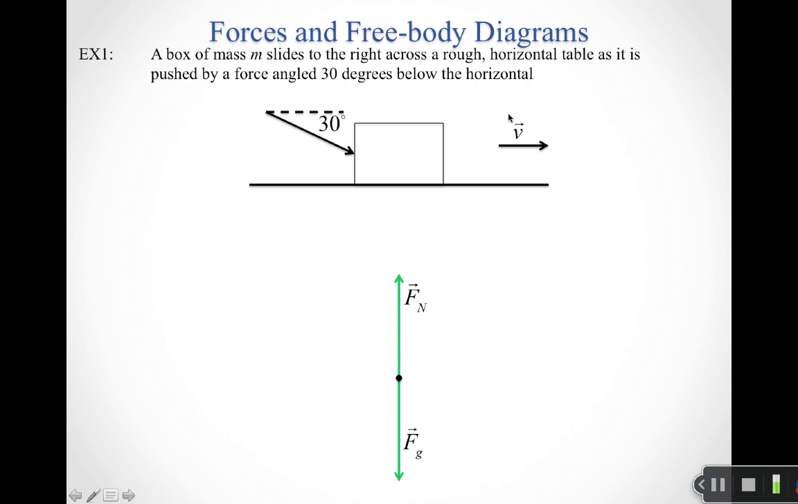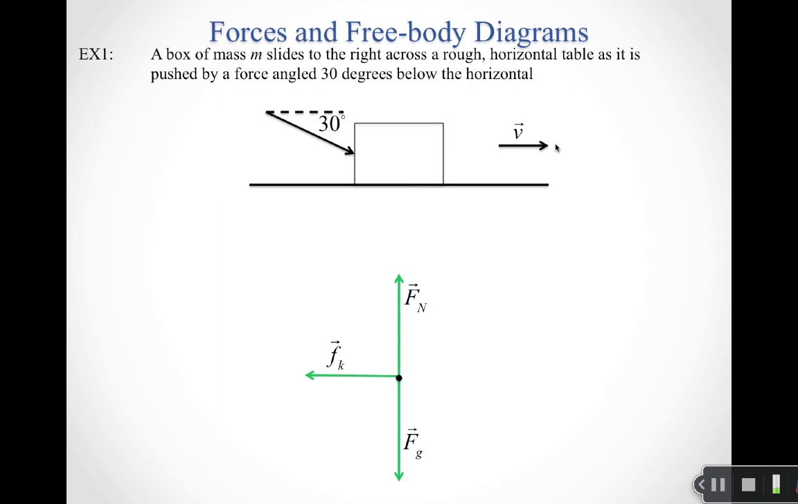For friction, I know I need friction because I have a rough surface. And so the next question becomes, what type of friction do I need? And I'm told that the box slides to the right. So there is a velocity. It's moving, which means I need kinetic friction. Kinetic friction is going to oppose the motion. So kinetic friction is going to point in the opposite direction of that velocity vector, which means the kinetic friction will point back to the left.